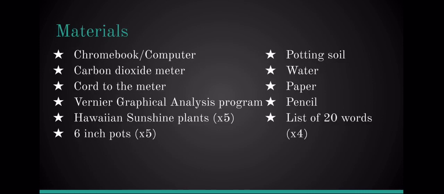These are a list of the materials that I did use in my experiment, such as the Chromebook or any kind of computer that can download the Vernier Graphical Analysis Program number 4. And I used 5 of the Hawaiian sunshine plants to attempt to remove the amount of carbon dioxide from the air.